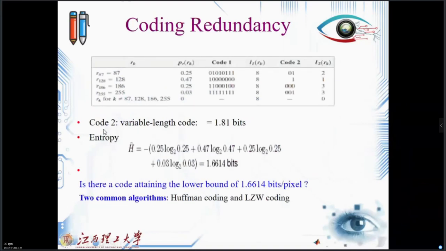Now, if we want to calculate the coding redundancy of code 2, we know that the length of our code is 1.81 bits. Then the entropy, H, is 1.6614. And we can ask this question: is there a code attaining the lower bound of 1.6614 bits per pixel or not?